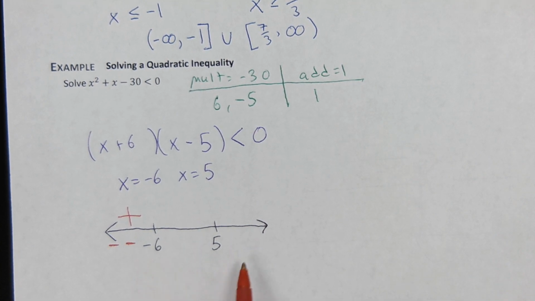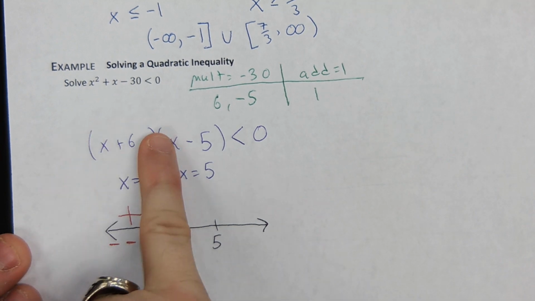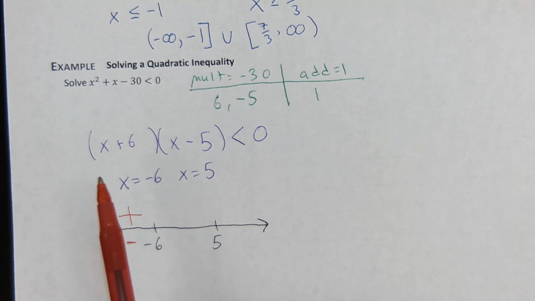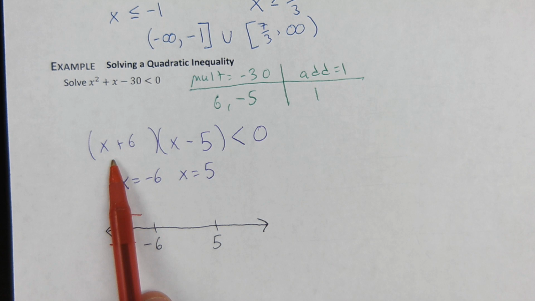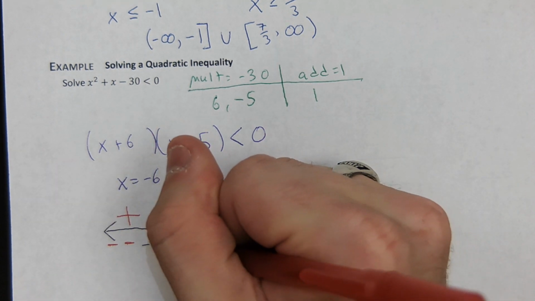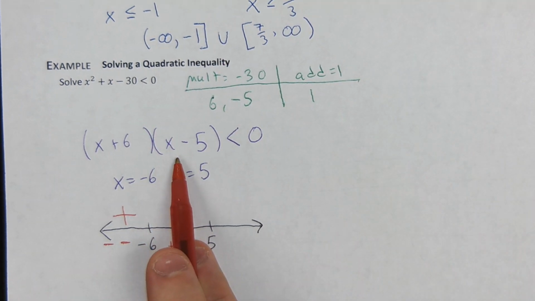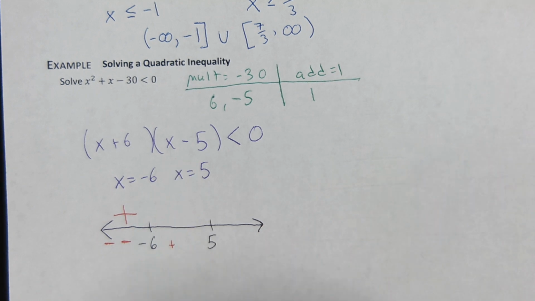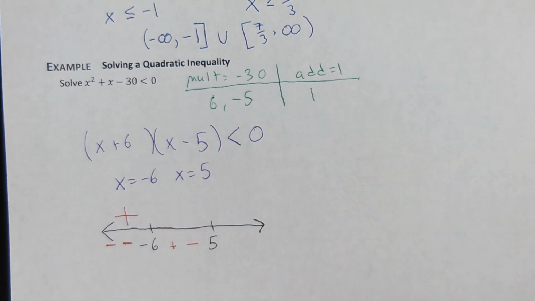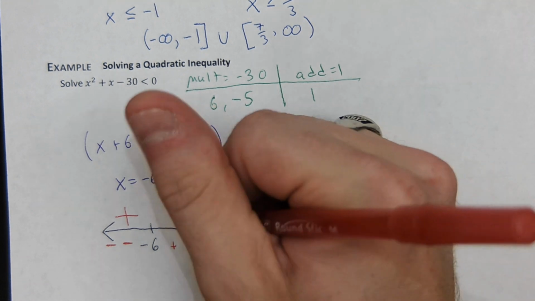We do the same thing between -6 and 5. 0 is our friend also. 0 is very easy to plug in because all you have to do is pretend that there's no x's at all. If you drop a 0 right here, this left set of parentheses is positive. And you drop a 0 right here, 0 minus 5 is negative. If you were to multiply that positive number and negative number, you would get a negative result.